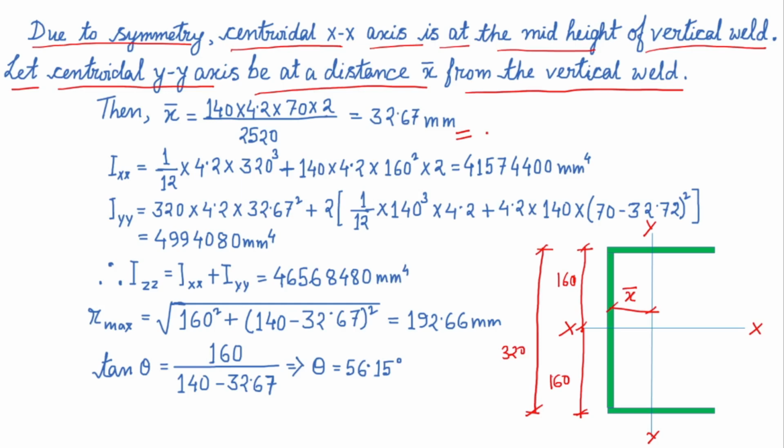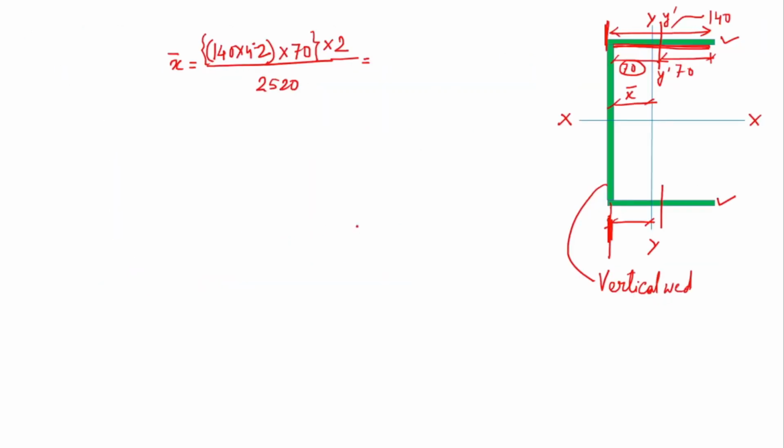Next I have to calculate the moment of inertia about x axis and then about y axis. If I see the figure here, to calculate moment of inertia Ixx, about this axis, I have to calculate moment of inertia, that is Ixx. So first I shall consider the vertical part of the weld.